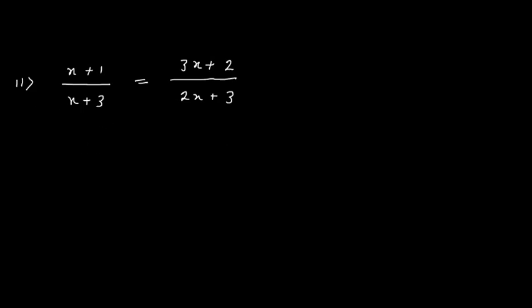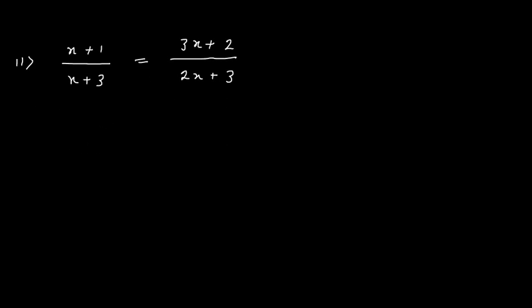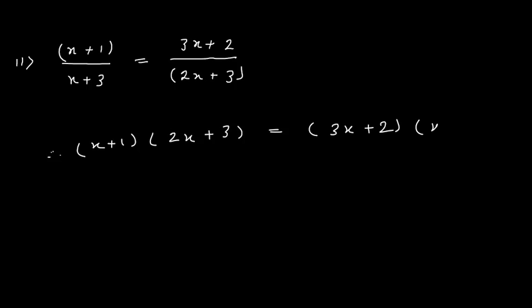Now let us see the second question. Here (x plus 1) upon (x plus 3) is equal to (3x plus 2) upon (2x plus 3). So here also what we do, we cross multiply. We multiply this term with this term. So (x plus 1) into (2x plus 3) will be equal to (3x plus 2) into (x plus 3). Okay, you can solve this problem by yourself and then check the answer.